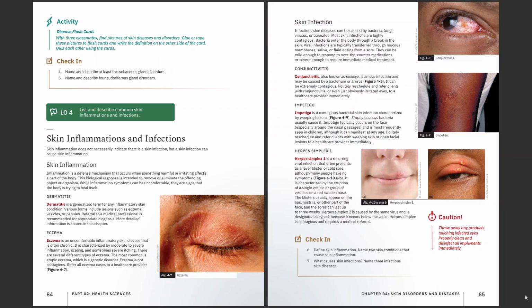Caution: throw away any products touching infected eyes. Properly clean and disinfect all implements immediately.